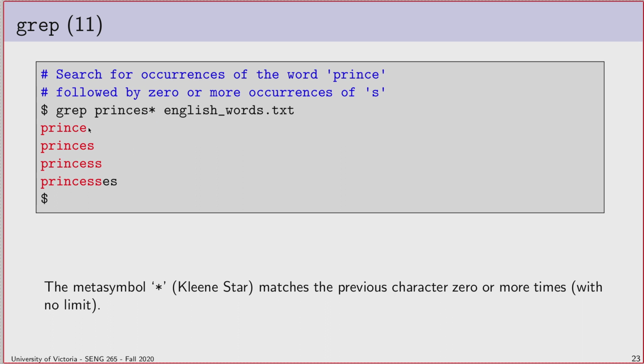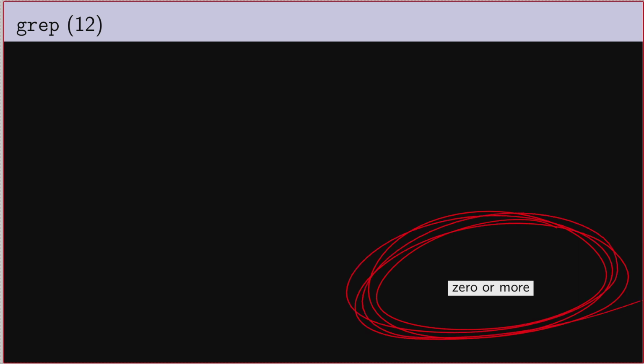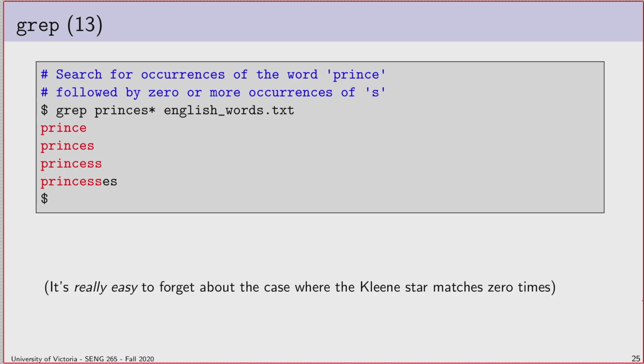And we can see it matches prince, princess, princess, and then part of the word princesses, but not the whole thing, because there is no ES at the end of my pattern. And so the Kleene star matches 0 or more times, and I can't tell you how often people get that part wrong. It's really easy to make that mistake and assume, oh yeah, if I want 1 or more S characters, I'll use a star. But the Kleene star is able to match 0 S characters. So it's 0 or more, not 1 or more.